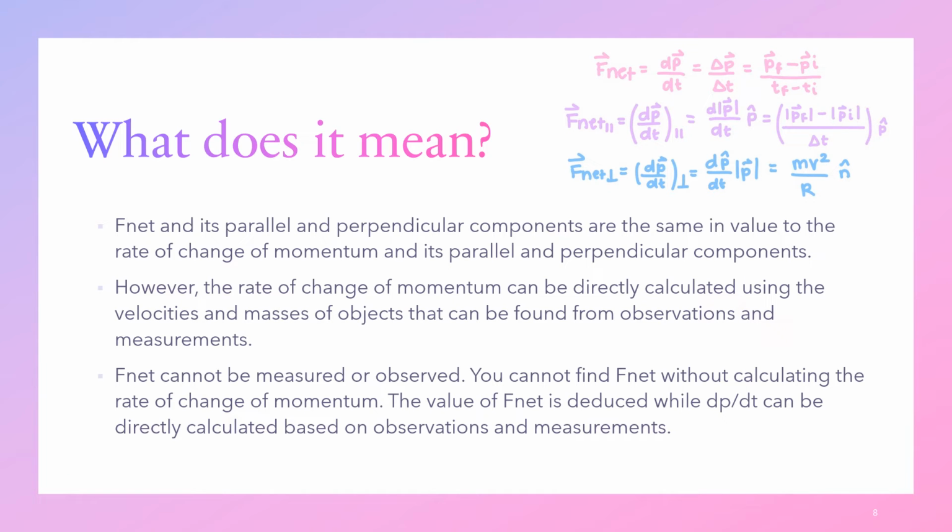Fnet and its parallel and perpendicular components are the same in value to the rate of change of momentum and its parallel and perpendicular components. However, the rate of change of momentum can be directly calculated using the velocities and masses of objects that can be found from observations and measurements. Fnet cannot be measured or observed. You cannot find Fnet without calculating the rate of change of momentum. The value of Fnet is deduced, while dp dt can be directly calculated based on observations and measurements.